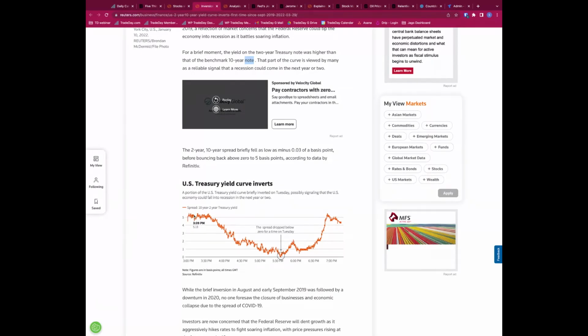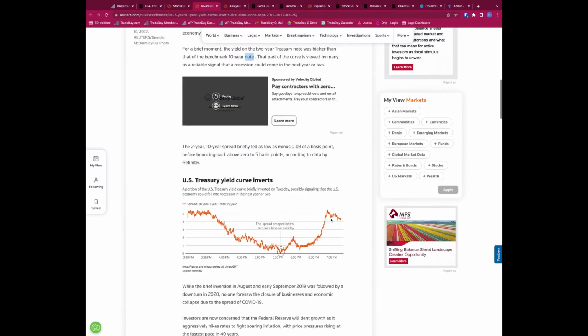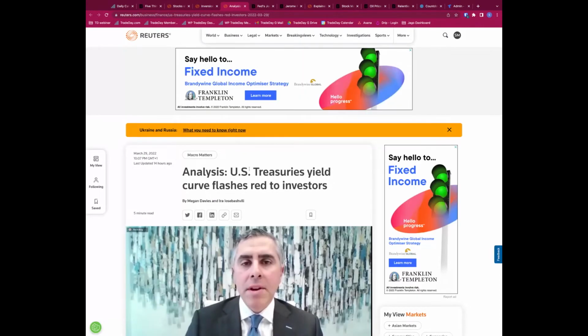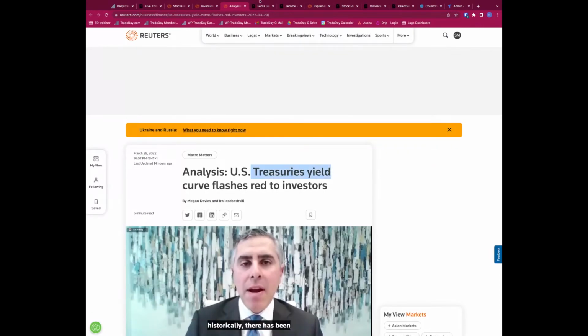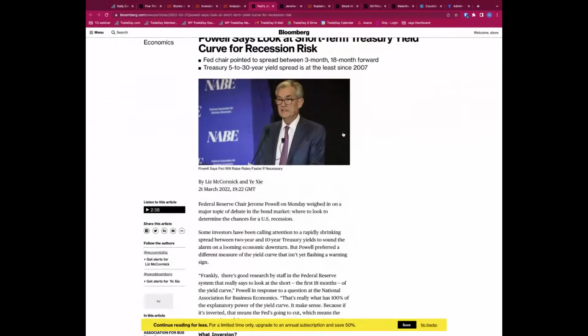It came from about 5 basis points, 0.05, down to just inverted. Literally for a second, it probably didn't even get to -1 point. So it's less than a whole basis point, less than a hundredth of 1%. And then we're back up towards 4 or 5. So it was hardly a big inversion of the yield curve. Again, look, US Treasury yield curve flashes red to investors. And then there's the other thing I wanted to go back to.